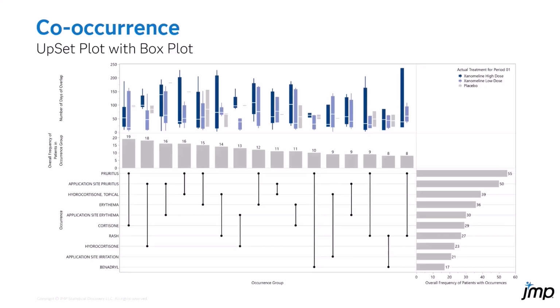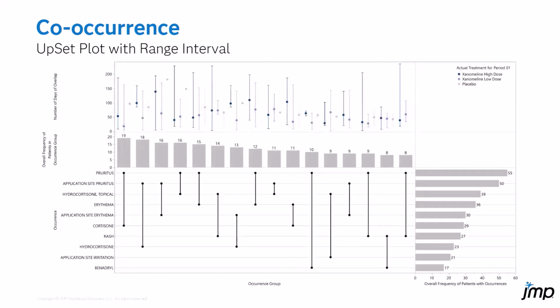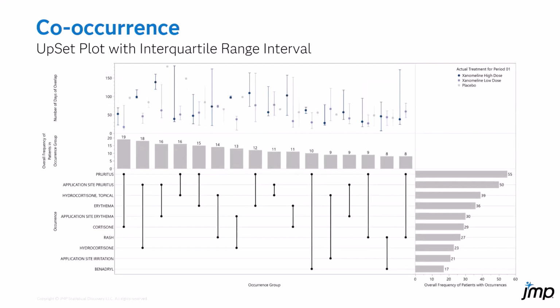I can also modify the upset plot to use a box plot on the top where I'm summarizing the number of days of overlap of the treatments to get a sense of what's the distribution of the number of days these things are occurring simultaneously with each other. Or I can use different kinds of confidence intervals to summarize that information. So here I'm looking at the range from the minimum amount of time to the maximum, where the dots are the median values. Or I could use the interquartile range to summarize where the majority of the data are in terms of the amount of overlap of these endpoints with one another.